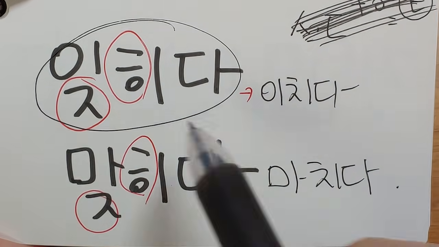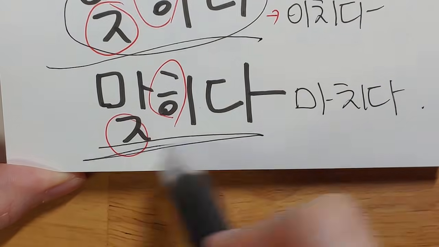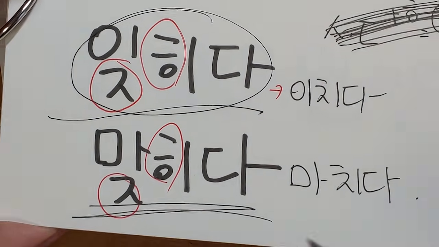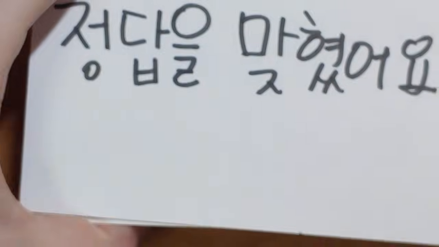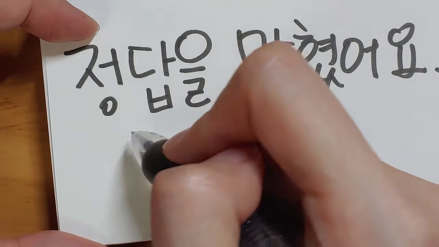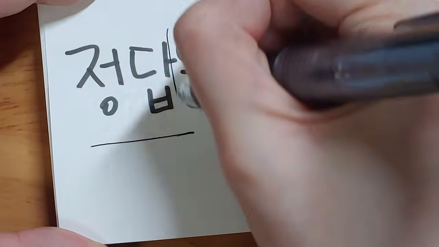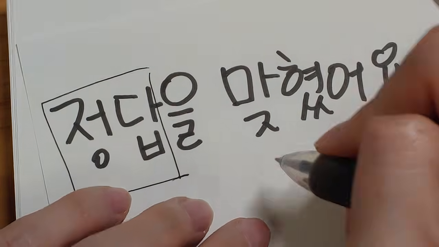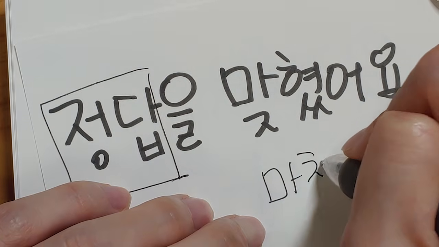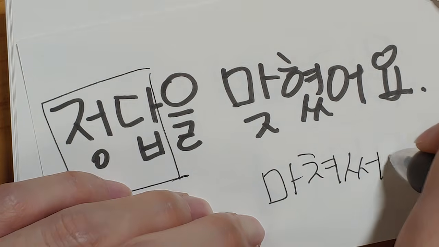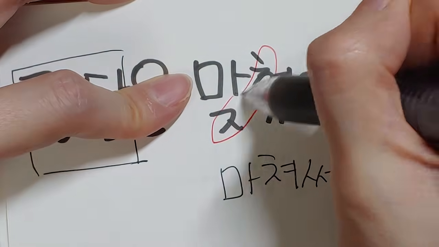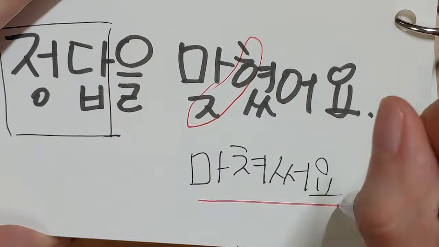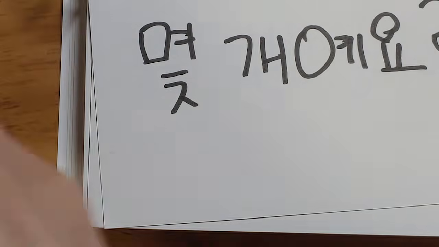잊히다, this word means to be forgotten. 맞히다 means to get something right, to guess something right. So if you say, I got the answer right, you can say 정답을 맞혔어요. 정답 means answer. So these two produce that 츠 sound, right? 맞혔어요. Moving on to 치읓 받침.